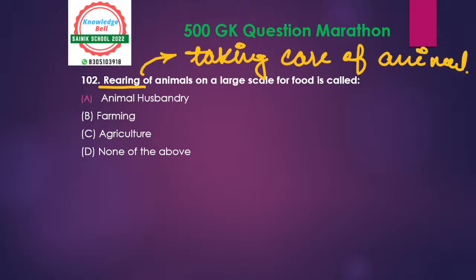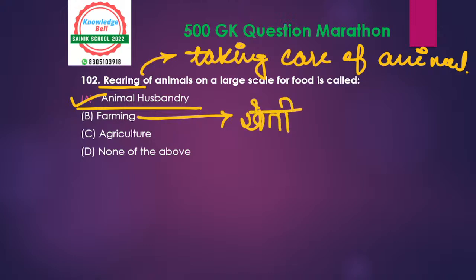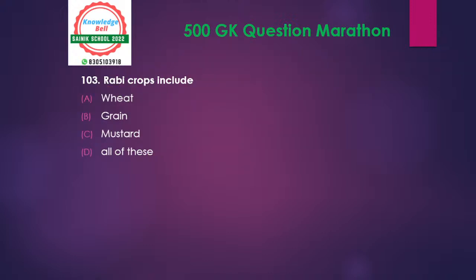Okay, उसको हम क्या कहते हैं? The correct answer for this is option A, beta. Animal husbandry. Okay, rearing of animals on an extremely large scale, on a very big scale, that is referred to as animal husbandry. Farming क्या होता है? Farming is the खेती, जिसको हिंदी में कहा जाता है खेती किसानी, that is farming. Agriculture, the practice of farming and animal husbandry together are called agriculture, but the right answer for this question will be animal husbandry. Question number 103.